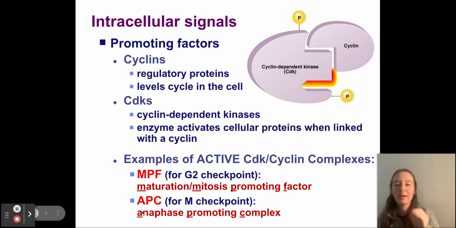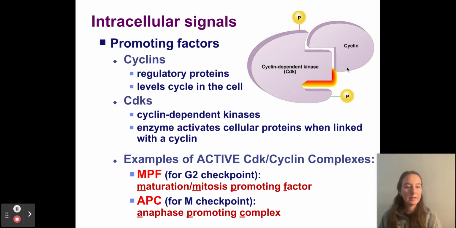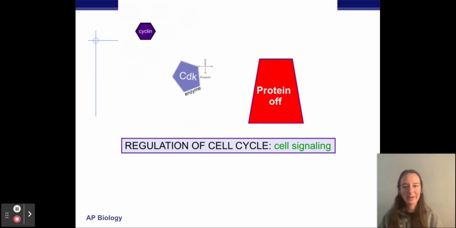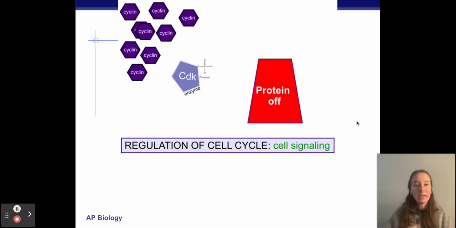So this anaphase promoting complex needs to be present in order for the cell to move into the next phase, telophase. So how does it work? Well, let's say we need a protein to turn on in order to tell the cell that it's the green light, we can move into the next phase. So we have our CDK, our cyclin-dependent kinase, but it's not connected to the cyclin. So our protein is off, right? That's the red light. We can't move into the next phase. But let's say we increase the amount of cyclin in the cell. Then there's so much of the cyclin, kind of acting like a substrate to bind to this enzyme, right?